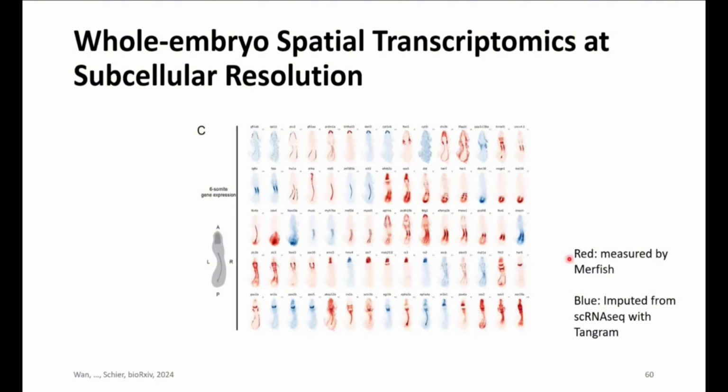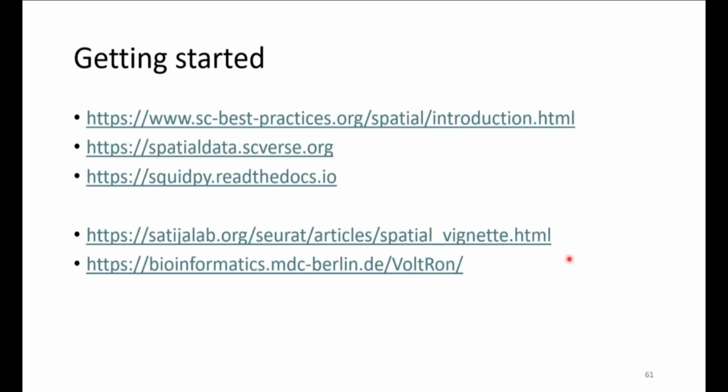All right. I think we're going to share the slides later on. I have a few links if you want to get into analysis and coding yourself, to get started. There's the single cell best practices book, which also features a chapter on spatial, which I can recommend. And there are some vignettes from the Python world and the R world here.